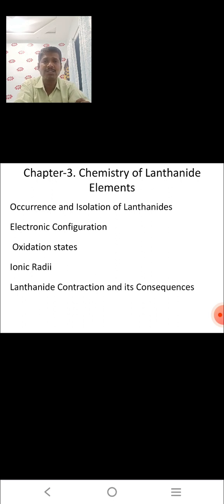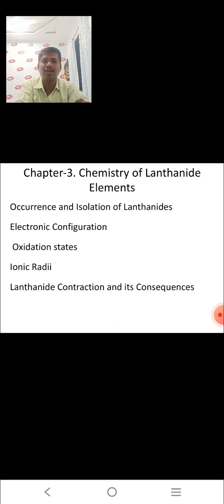Under this chapter we are going to learn what is meant by the d and f block elements. The lanthanide series and actinide series are the two series under the f-block elements in the periodic table. We will learn what is meant by f-block elements, how they are differentiated, and how they are classified into two series: one is the actinide and the other is the lanthanide series.